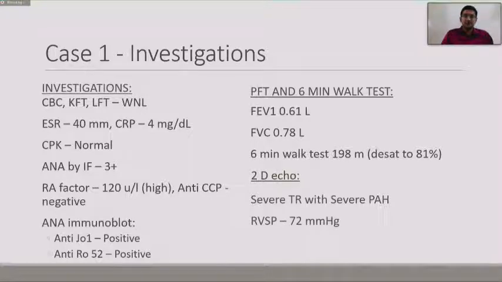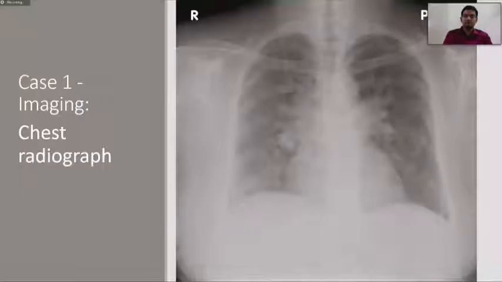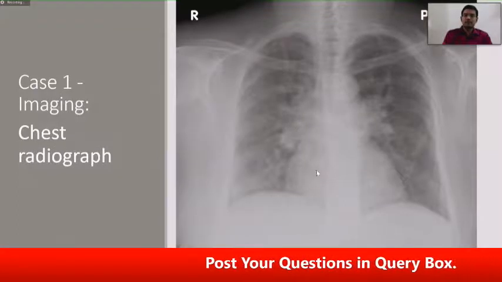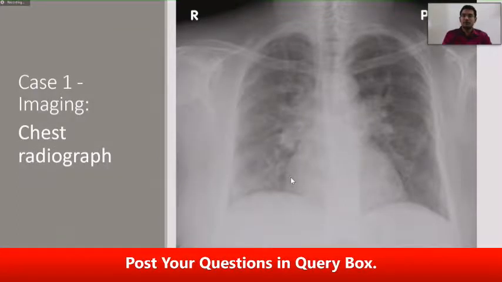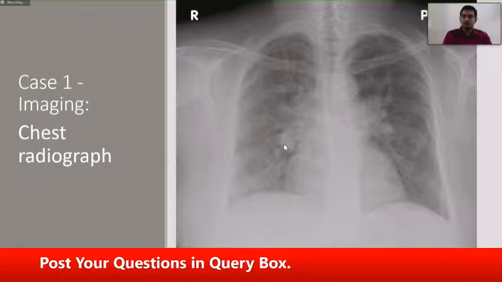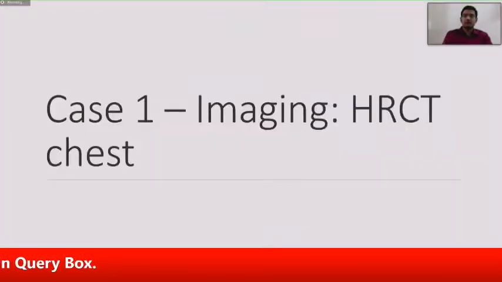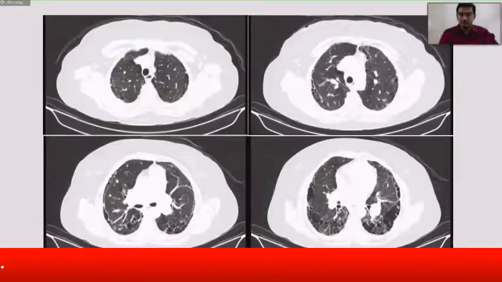And she had a severe restriction, both FEV1 and FVC were less than 1 liter. In the 6-minute walk test, she desaturated to about 80% and could only walk about 190 meters. And echo revealed severe pulmonary hypertension. This was her chest imaging, and the radiograph showed extensive bilateral opacities, but with fairly preserved lung volumes, which can be observed. And this was her CT scan of the chest.